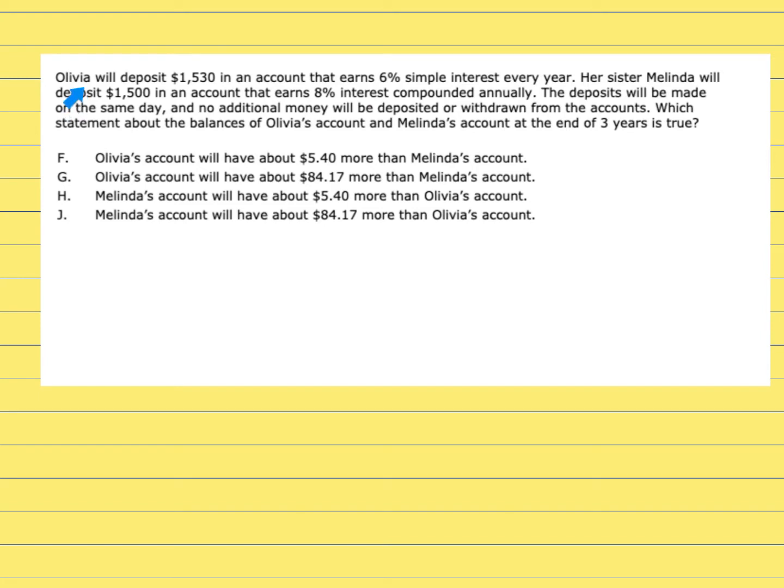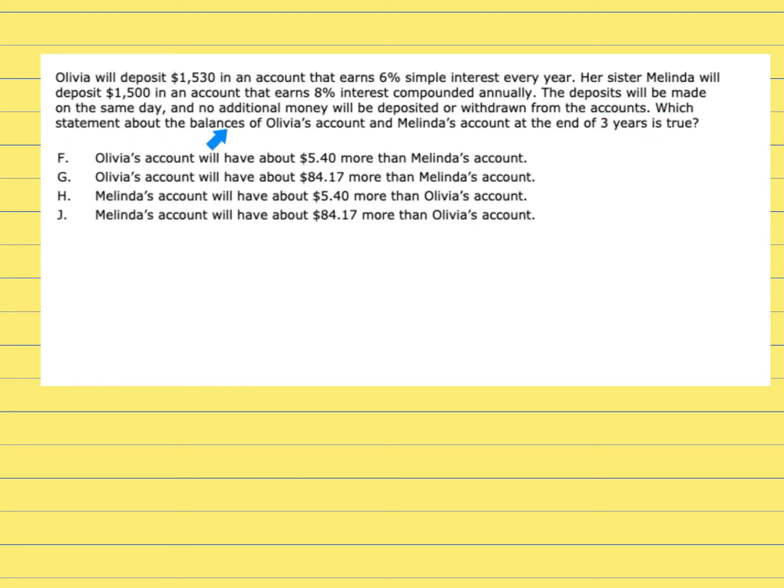The first question we're going to look at is going to be comparing. It says Olivia will deposit $1,530 in an account that earns 6% simple interest every year. Her sister Melinda deposited $1,500 in an account that earns 8% interest compounded annually. So we have two different sisters, and their money is earning at different interest rates, and they both have different starting amounts. The deposits will be made on the same day with no additional money deposited or withdrawn from the accounts. So they're not adding any more or taking any away during this time period.